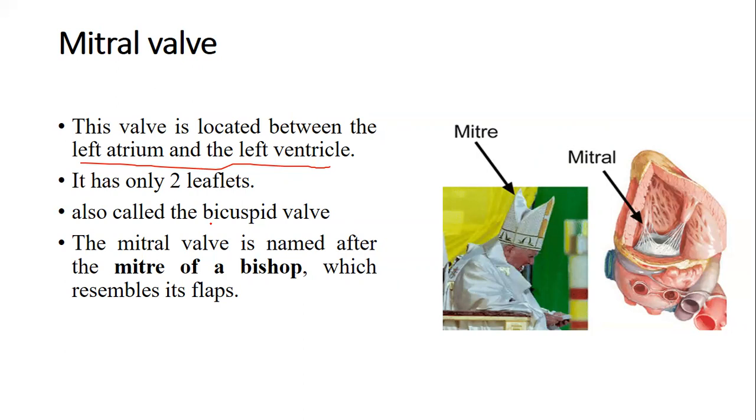So it is otherwise called the bicuspid valve. Why? Because it has only 2 leaflets. The bicuspid valve is also known as the mitral valve. Why? Because it is named after the mitre, the crown shape of a bishop, which resembles it. Here you can see the mitre of a bishop, which has a similar look to the valve. The two are similar in appearance. That's why the bicuspid valve is otherwise known as the mitral valve, due to its similarity with the mitre of a bishop.